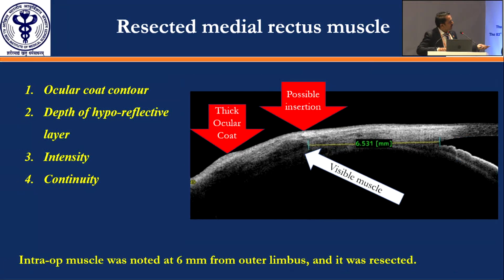Again, this is the medial rectus muscle. You can see, as I said, the ocular coat contour is disturbed. It is bumpy, which indicates that probably it was an operated eye. That is the first factor. Hyperreflective layer: if you see, the ocular coat is thick. In the previous case it was thin, because the muscle was sent back. Here the muscle is there, but it is quite thick. Why? Because the tendon has been resected and this is the belly. We can see the hyperreflective layer approximately 50% continuously visible. So it is a resected muscle.